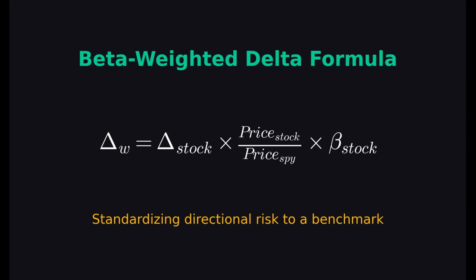A common mistake is simply adding raw deltas together. 100 delta in a penny stock is not the same financial risk as 100 delta in a high-priced tech giant. To aggregate accurately, we use beta weighting, usually against the SPY. This formula converts the risk of every position into an equivalent number of S&P 500 shares, creating a standardized unit of measure for your exposure.